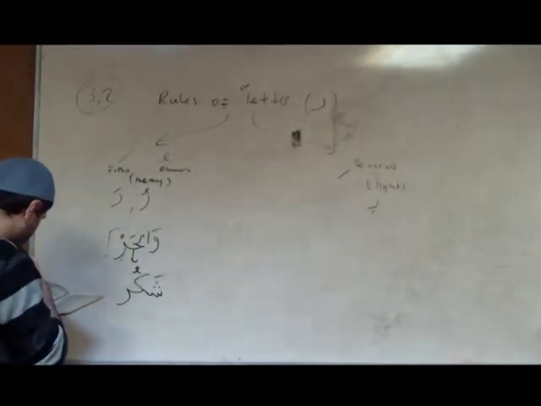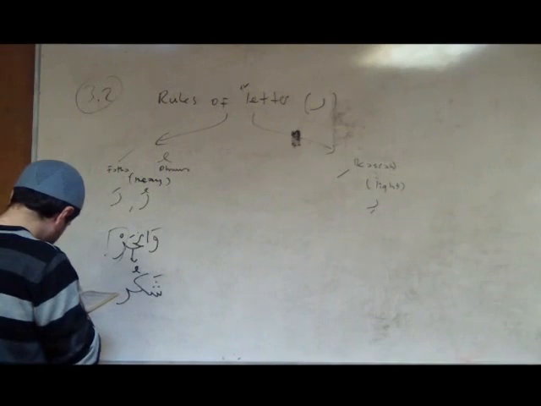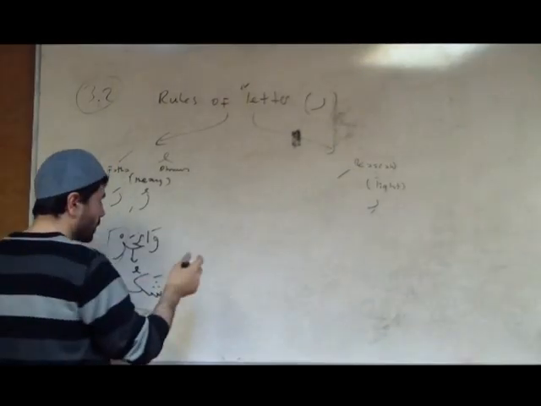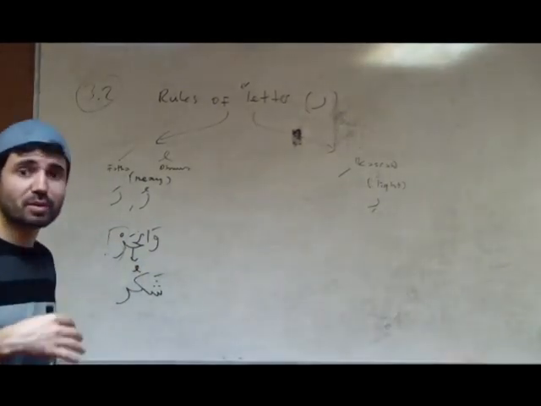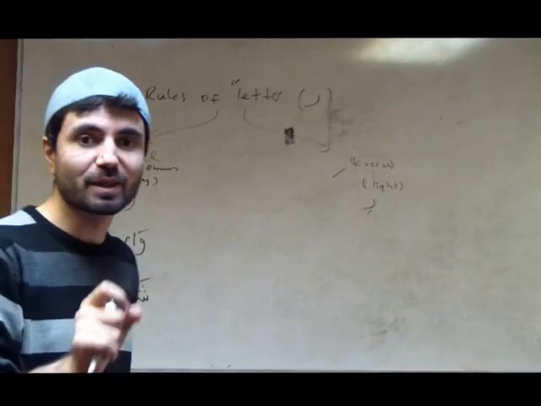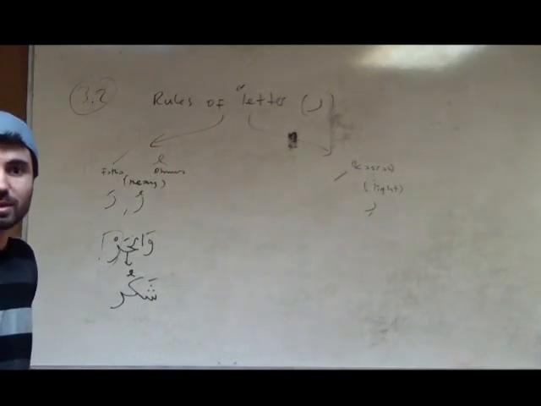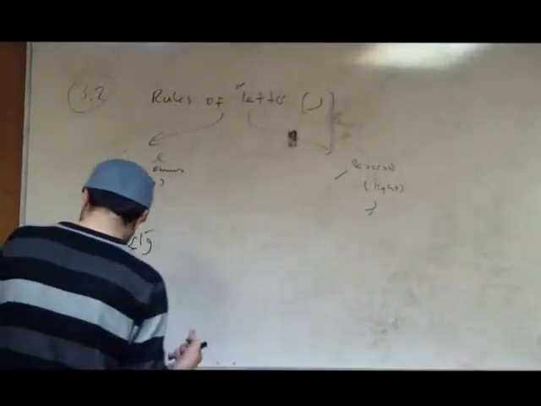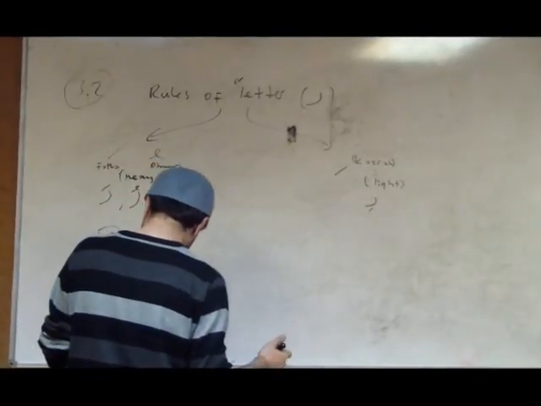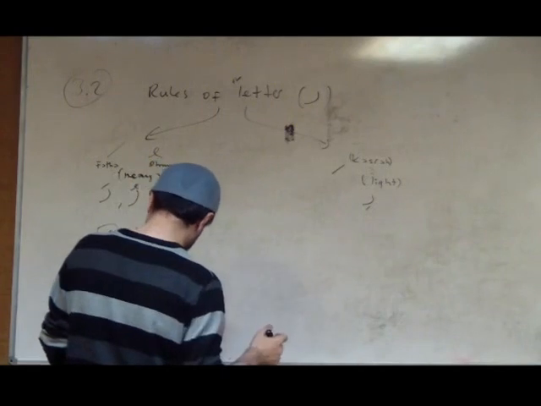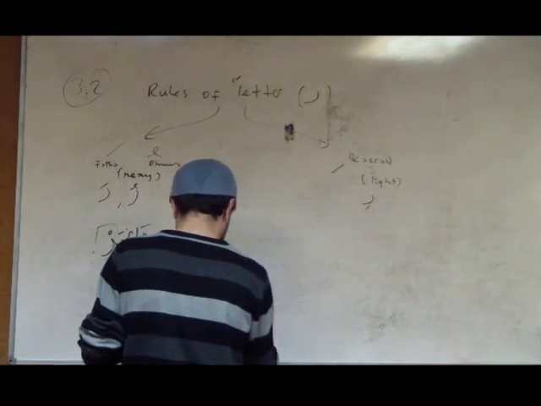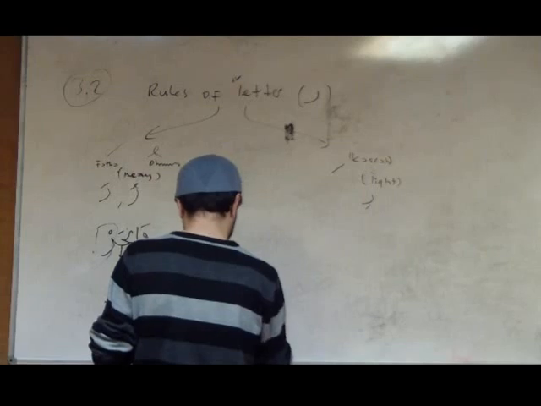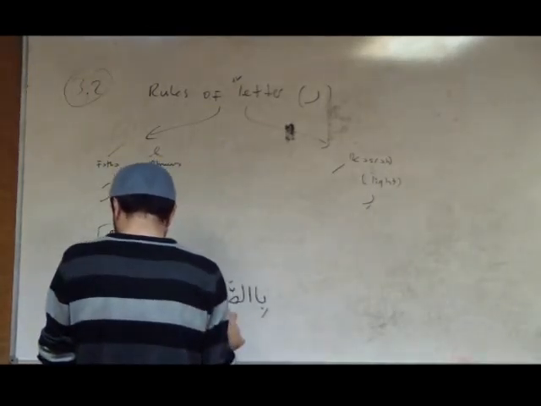Okay, so now let's say we also looked at the previous letter, and then we found that the previous letter is also sakin. So what are we going to do now? Then we go to the other previous letter. An example is Bissabr. Okay? Let's write that down. Bissabr.